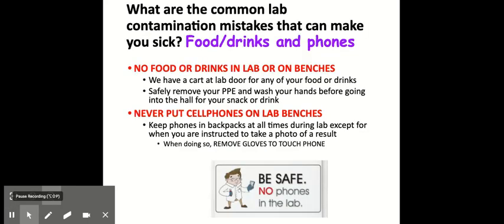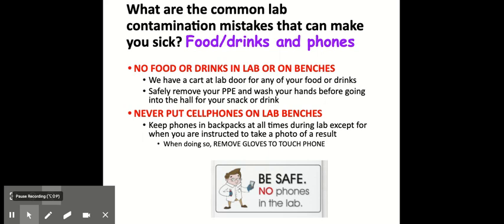What are the common lab contamination mistakes that can make you sick? Food and drinks and phones in the lab are the most common mistakes. The rules are no food or drinks in the lab or on the lab benches. Out in the hall at Georgian Court, outside of all the lab rooms, we have a cart that you can put any of your food or drinks on before you come into the lab. You can leave them there before coming inside. And you should safely remove your PPE and wash your hands anytime before going into the hall for a snack or a drink.